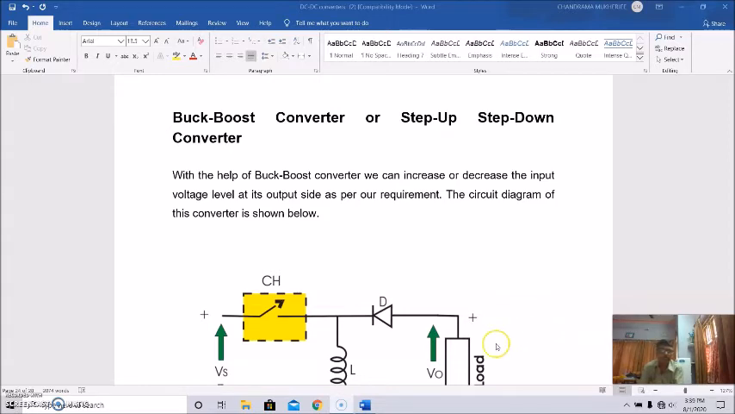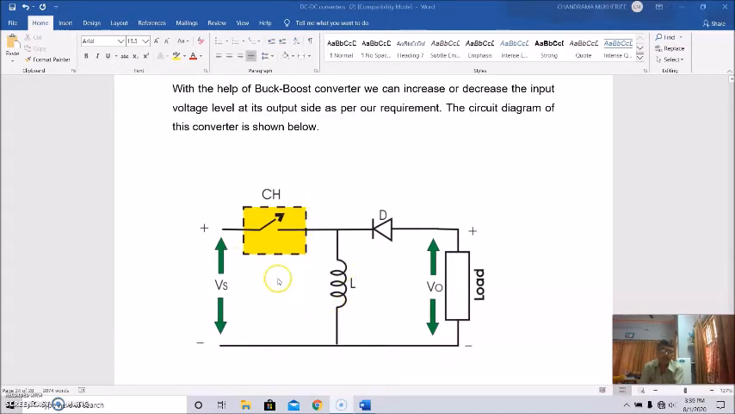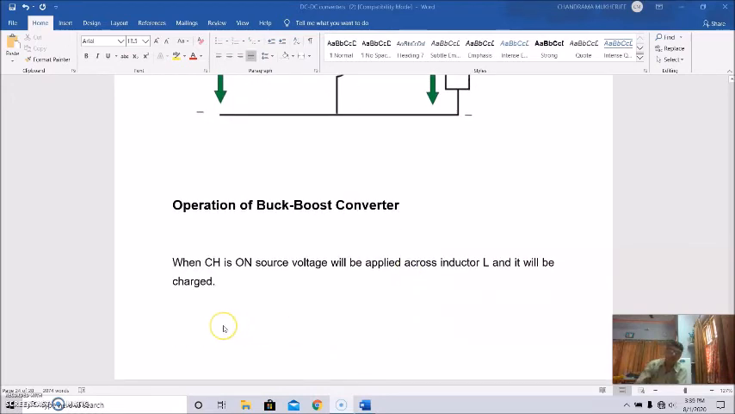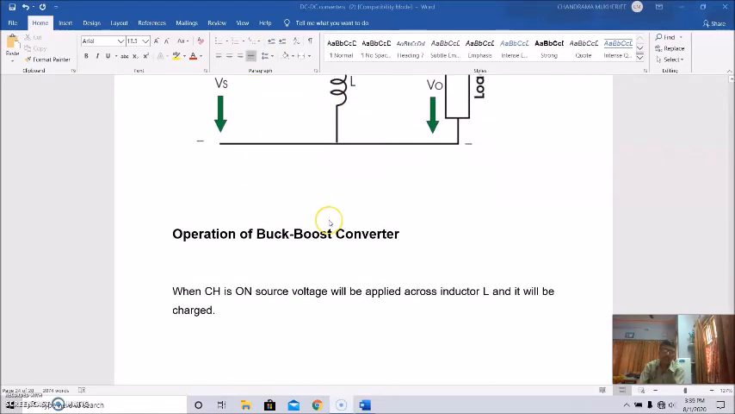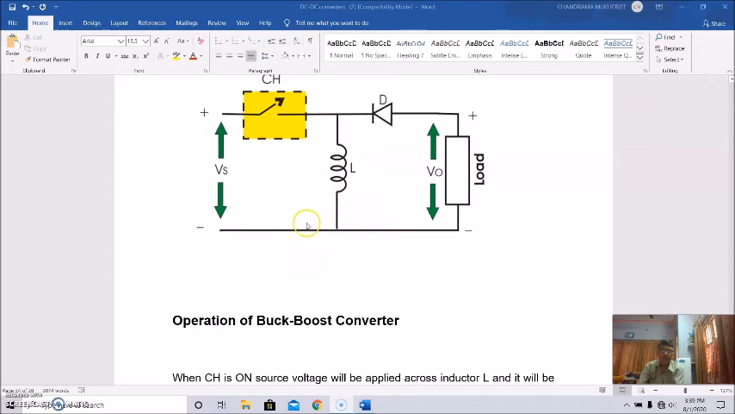So the circuit diagram of the converter is shown here. This is the chopper, step up step down chopper, this is the inductor, this is the diode, this is the load, and this is the source voltage. Now how does it operate? When the chopper is on, the source voltage will be applied across the inductor. Why? Because the diode is in reverse bias condition, so current will not flow through the load, so this voltage will be impressed across this inductor, and current will flow in this way.